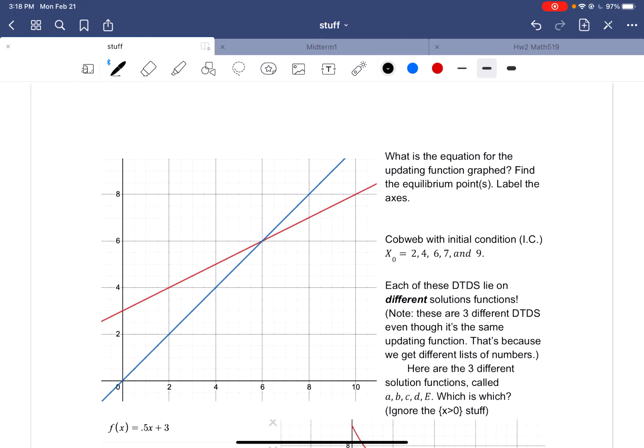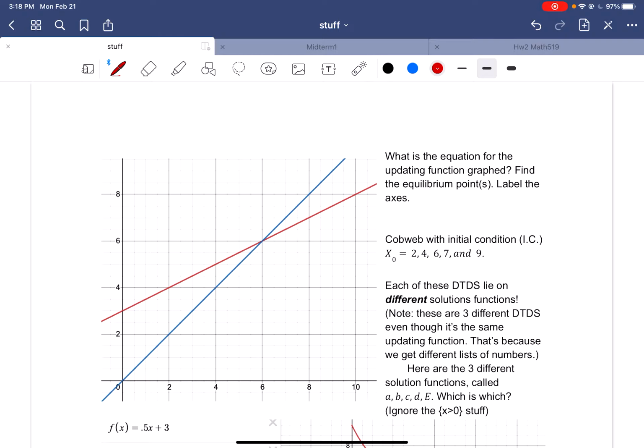Hey everyone, so I just wanted to make a video going over solutions for this first handout in preparation for the first exam. All right, so I began with this graph of an updating function as well as what we can call the equilibrium line. And the first task is to identify which is which.